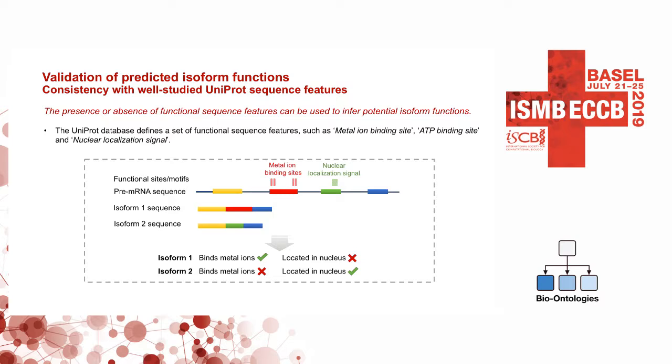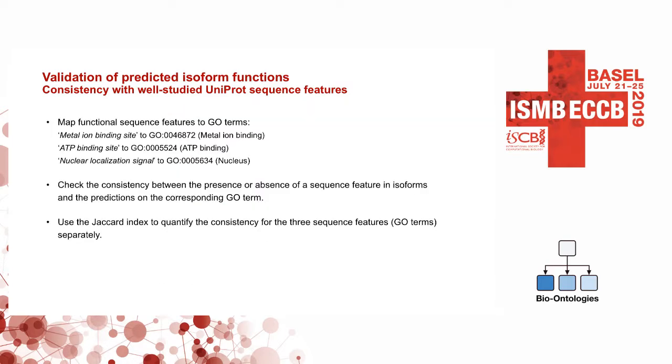For example, there are 4 metal ion binding sites in the red exon, and there is 1 nuclear localization signal in the green exon. And because isoform 1 sequence contains the red exon and isoform 2 sequence contains the green exon, we may infer that isoform 1 has a function of binding metal ions, and isoform 2 is located in the cell nucleus. So we find 3 sequence features that can be clearly mapped to GO terms, and check the consistency between the presence or absence of a kind of sequence feature in isoforms and the prediction results on the corresponding GO term. We use the Jaccard index to measure the consistency.